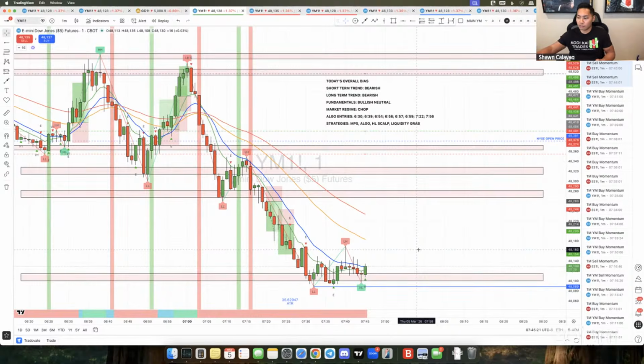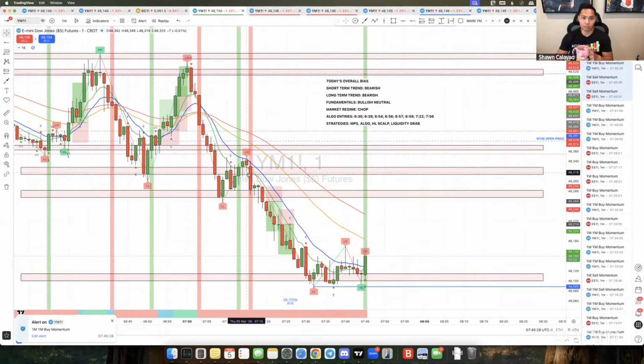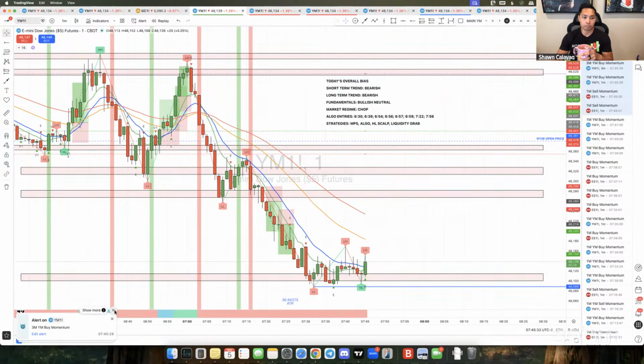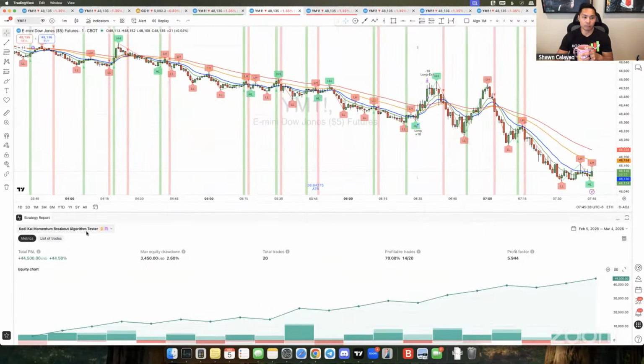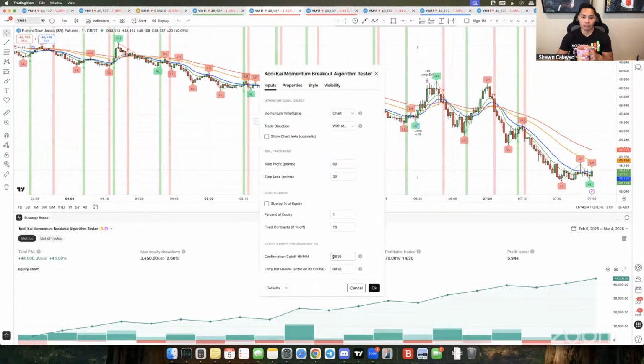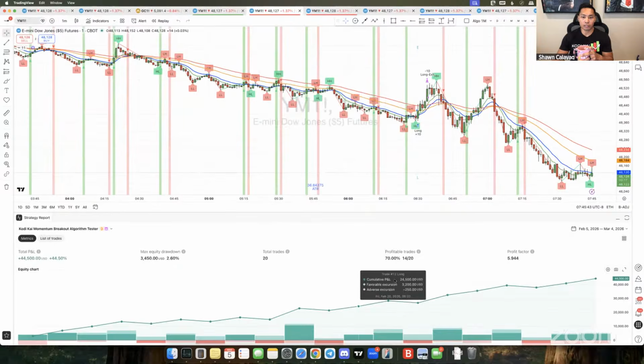But no, it's not new. It's based off the momentum signal, and I've been using this for like 12 years now. What I've done with the algo is I pulled quantitative data, so I know what the statistics are, right? If I enter this specific algo entry at 6:30 every single day for the past 20 trading days, basically the past 4 weeks, it has a 70% probability trading at a 1 to 2 risk reward, with a profit factor of 5.944.